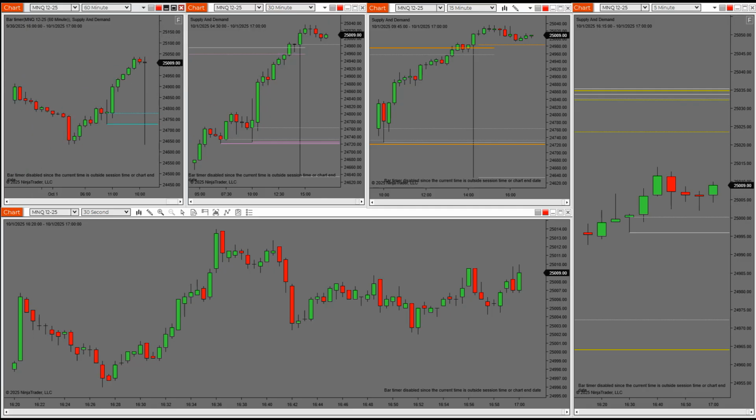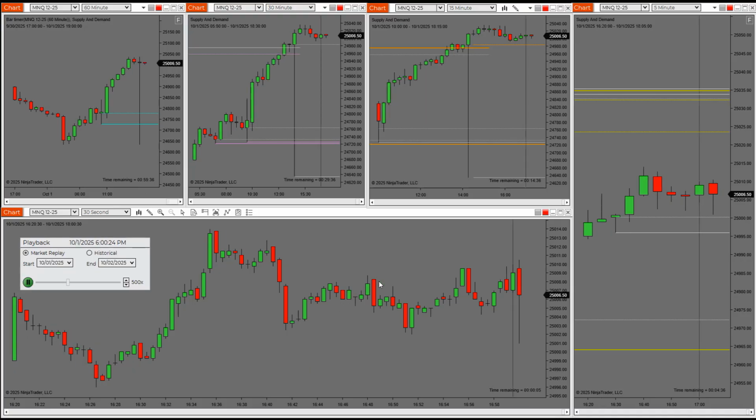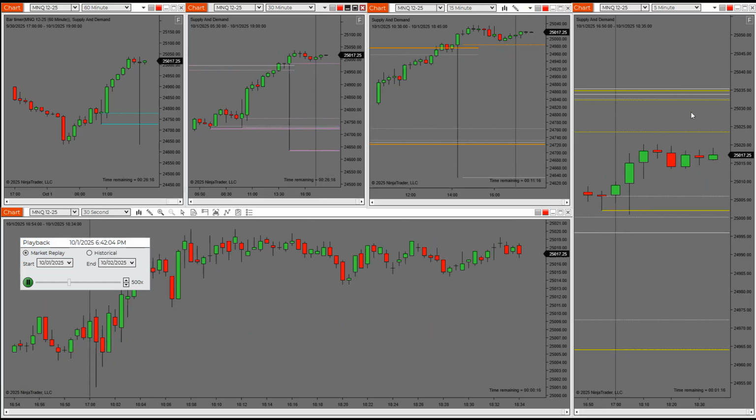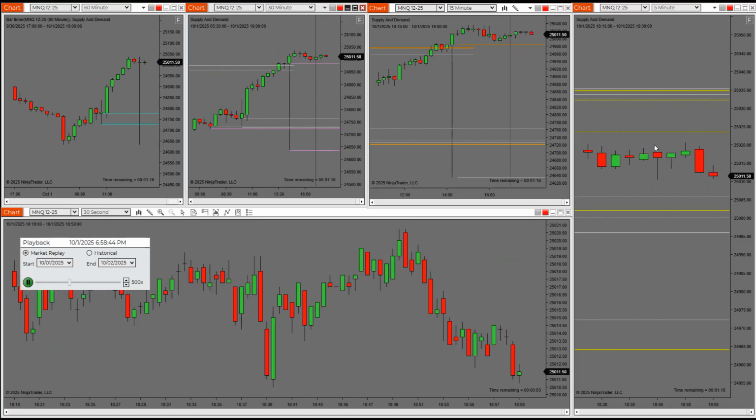Okay, so where's my timer? Let's go see how these set up. I'm not even looking at the 30-second right now. I'm solely looking at this here. So we've got to find some tops and some bottoms. You can see here, these are all 5 minutes, the yellows.